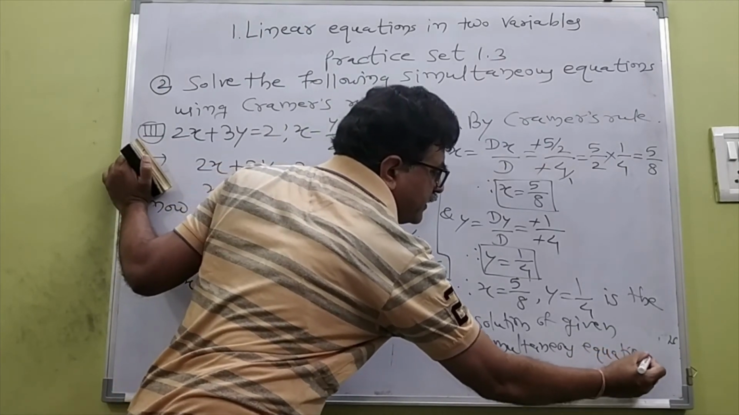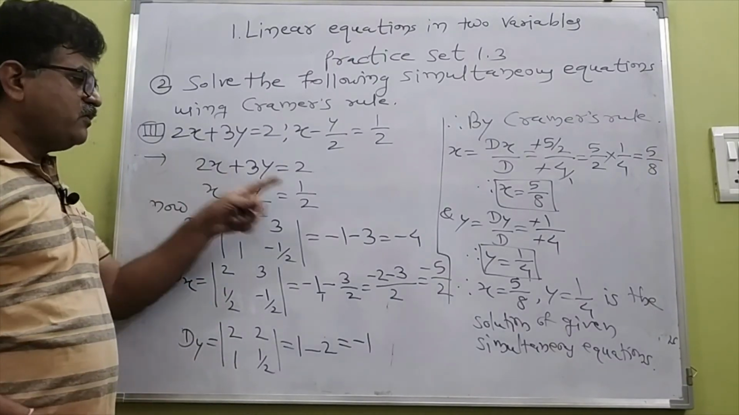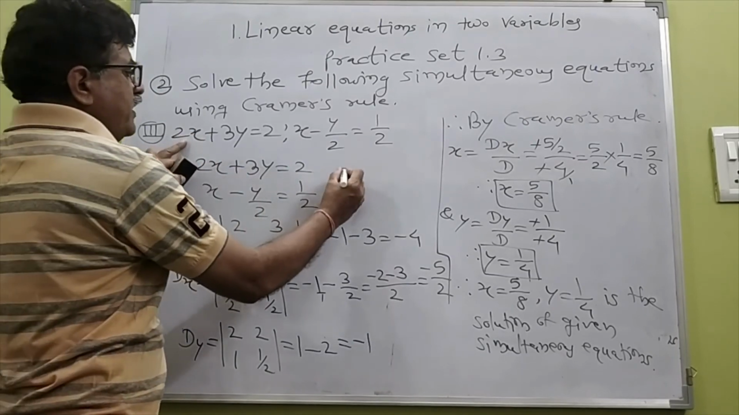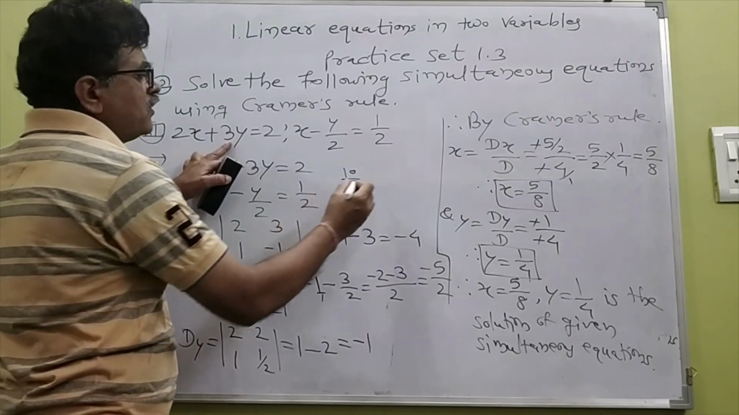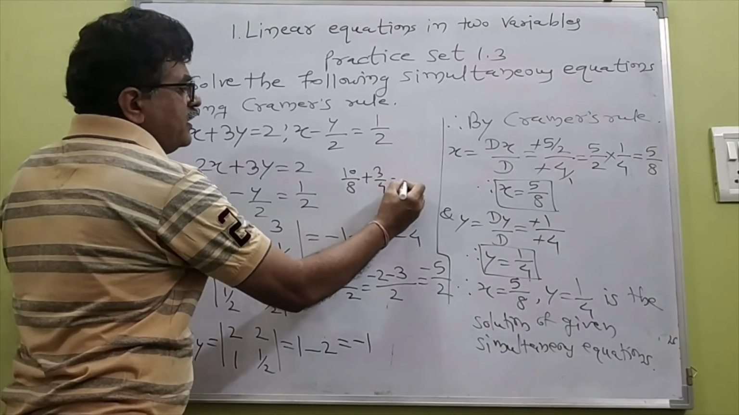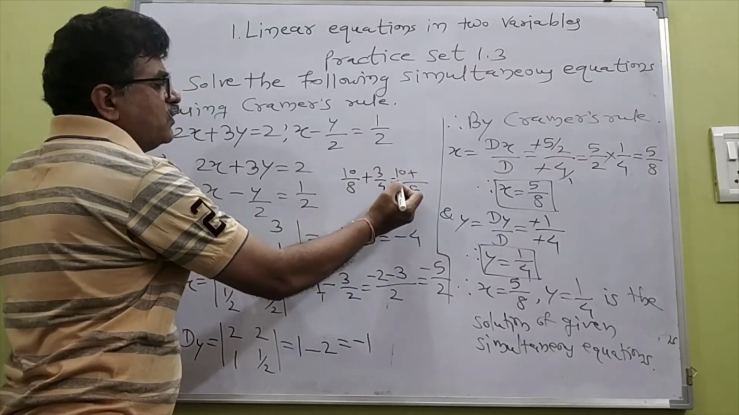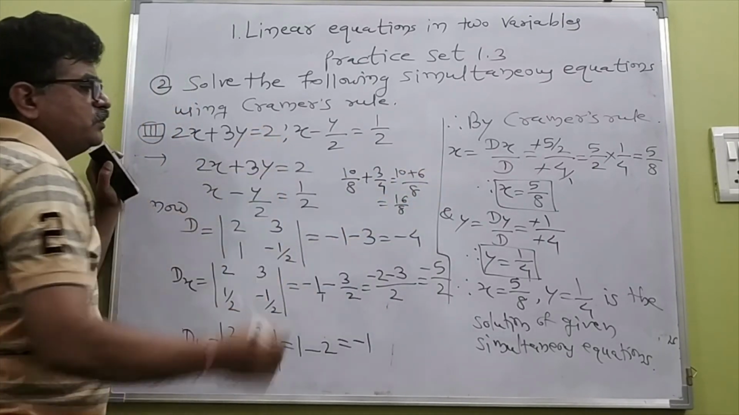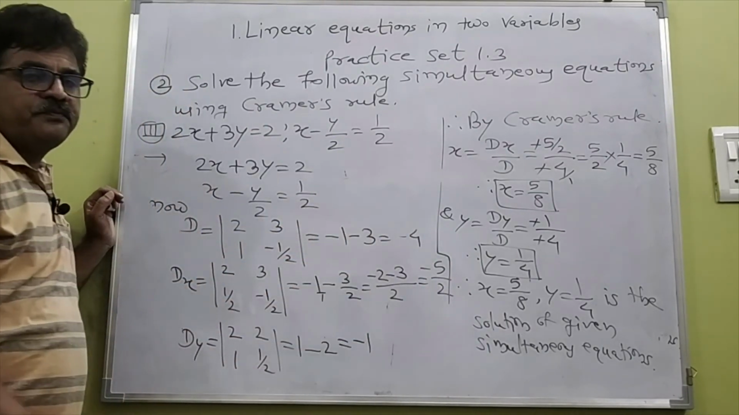We find whether this is correct or not. X value 5 upon 8 only, 2 into 5 upon 8, that is 10 upon 8, plus 3 into 1 upon 4, that is 3 upon 4. LCM is 8, 10 plus dividing by 4, 2 into 3 is 6, 16 upon 8, that is 2. म्हणजे दोन्ही बाजू इक्वल येतात. Therefore, our answer is correct. Thank you.